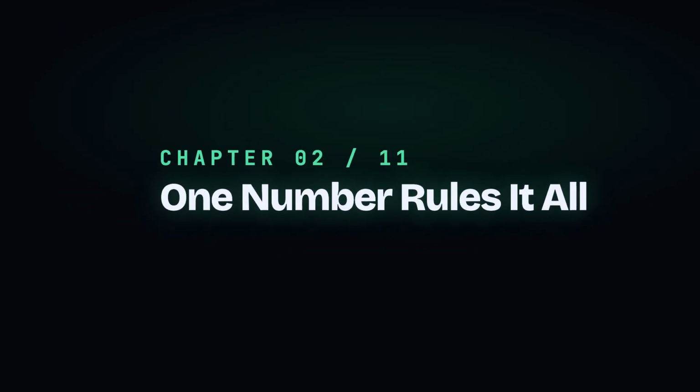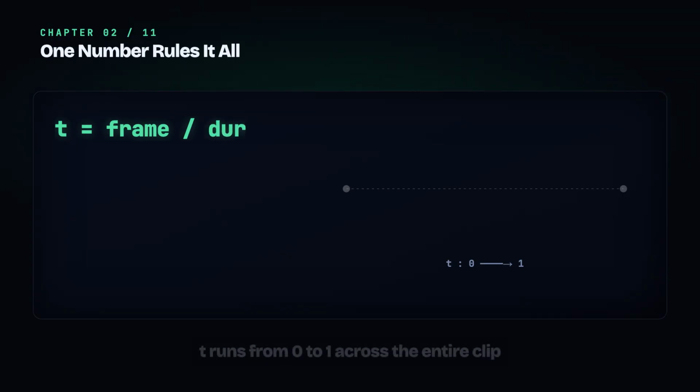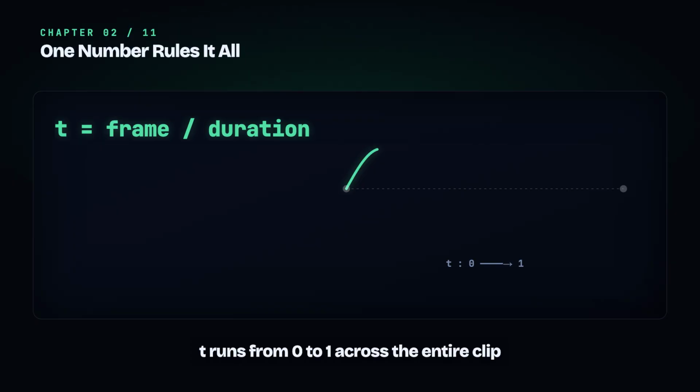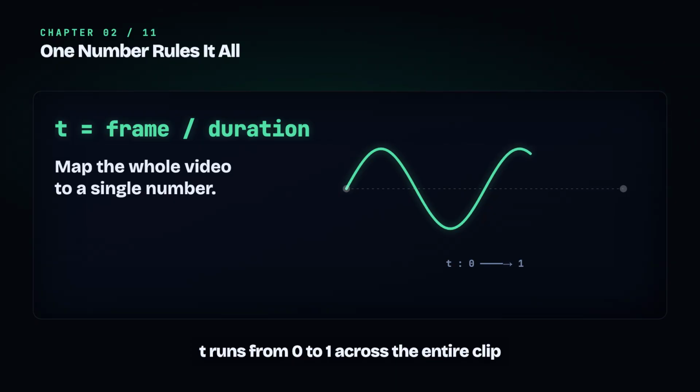So how do we force the last frame to equal the first? With one number, and it's math you already know. Every animation is really just a function of time. At each frame you ask, where should things be right now? The trick is to stop measuring time in frames or seconds and start measuring it as a fraction of the whole. Take the current frame, divide by the total number of frames, and call the result t. At the very first frame, t is 0. At the very last frame, t is 1. In between, t slides smoothly from 0 to 1.